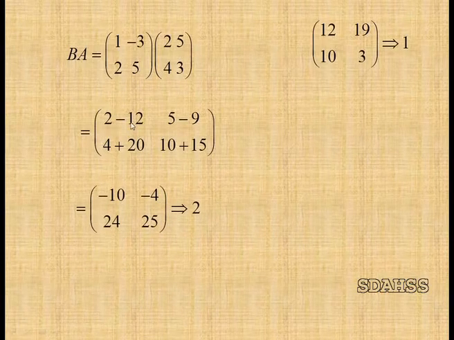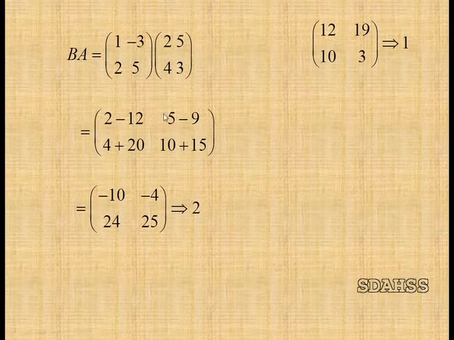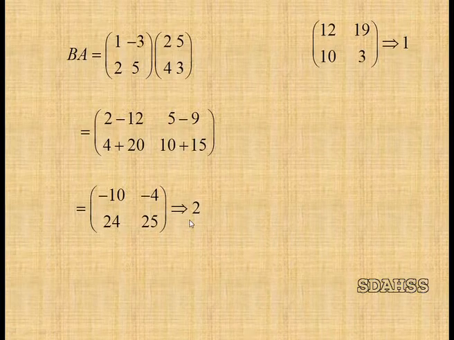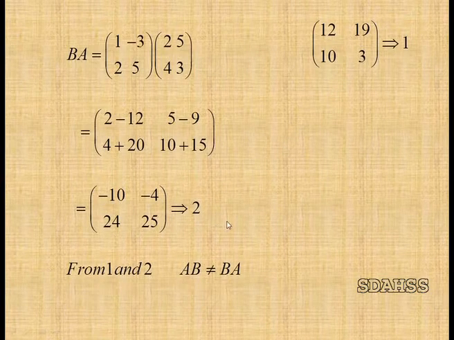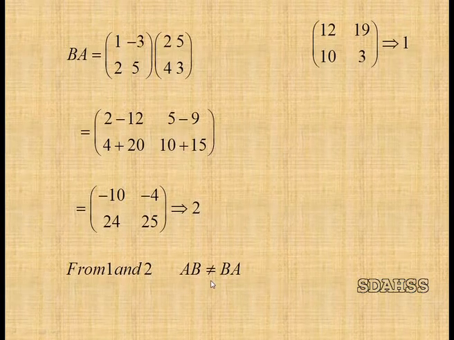2 minus 12 is minus 10. 4 plus 20, 24. 5 minus 9, minus 4. 10 plus 15, 25. Mark it as second equation. Now you compare the first and the second equation. AB answer and BA answer, they are not equal. So from 1 and 2 we get AB is not equal to BA.